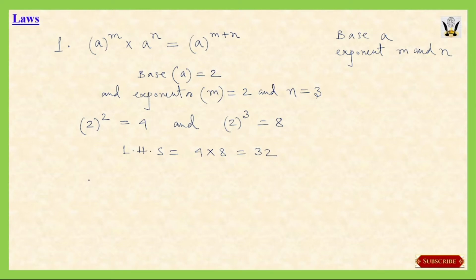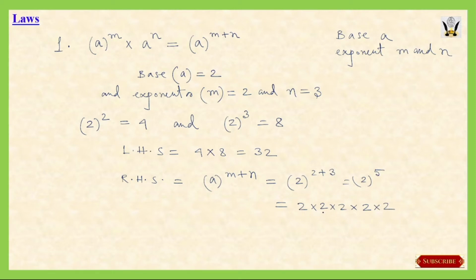Now let's come to the right hand side of that law. What does it have? It has a to the power m plus n. Here a is 2, the same base, and m plus n is 2 plus 3. So it will be 2 to the power 5. 2 to the power 5 means 2 multiplied by itself 5 times. So it will be 2 twos are 4, 4 twos are 8, 8 twos are 16, 16 twos are 32. That means on the left hand side we obtained the value 32, and on the right hand side also we obtained the value 32.